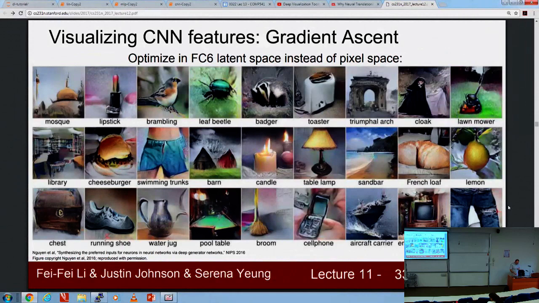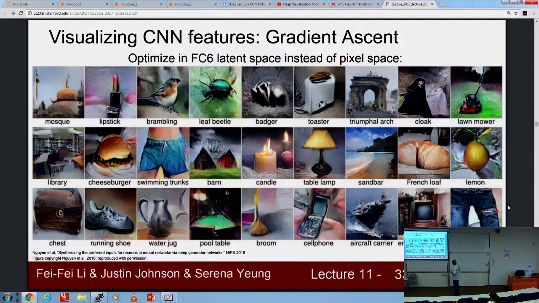And this work, which looks amazing in terms of the quality of the images it's generating, uses a trick: instead of optimizing the pixels, it actually maximizes some intermediate layer like FC6. We saw that 4096 dimensional vector before. It basically asks, okay, what would be the 4096 dimensional hidden vector that would excite the lipstick neuron the most? So we basically find the vector in that hidden space. That's the prototypical lipstick, and then from that vector going back to the pixels, they use something more mechanical, like deconvolution instead of using gradients, I think, which basically gives you a lot better quality images.